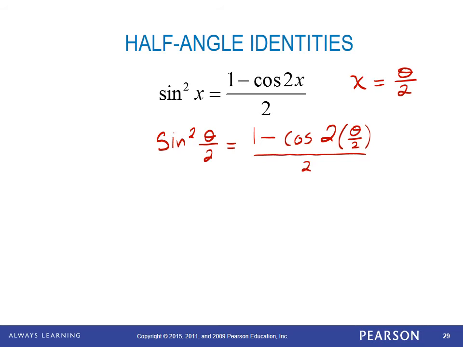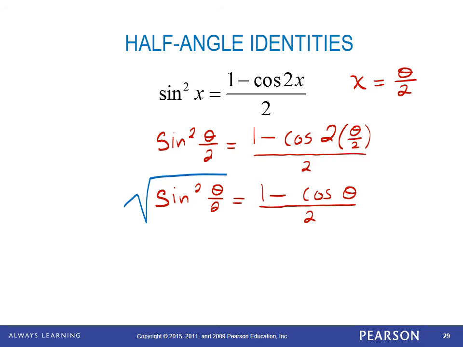Let's simplify that a little more here, especially this part over here. So sine squared of theta over 2 is equal to 1 minus cosine of theta over 2. Okay, and here's what I'm going to do. I'm going to solve for sine. So I'm going to take a square root over here, and a square root over here as well. And then I have to put a plus or minus because depending where that angle is going to land, I have to know what that sign will be.